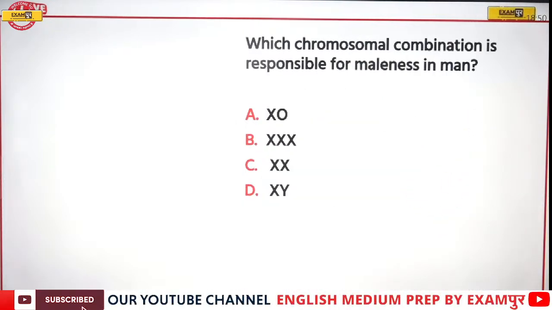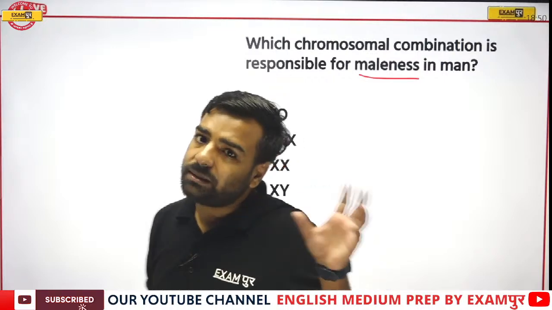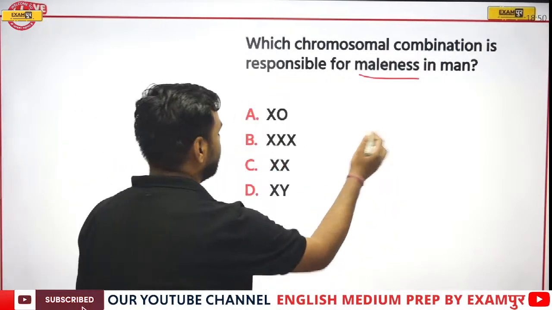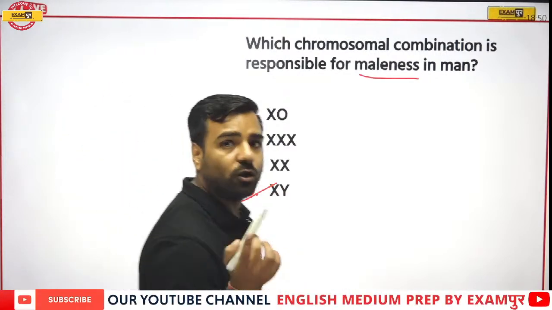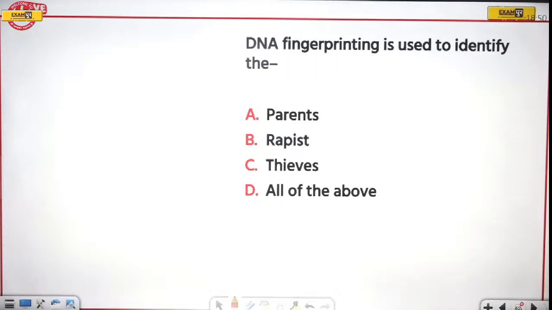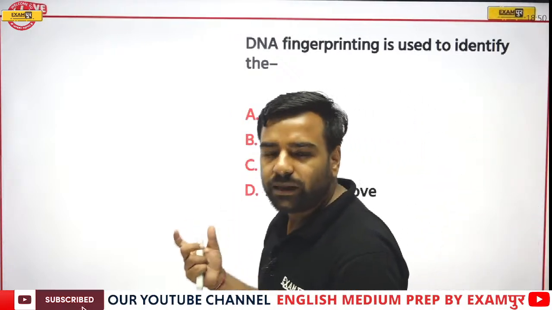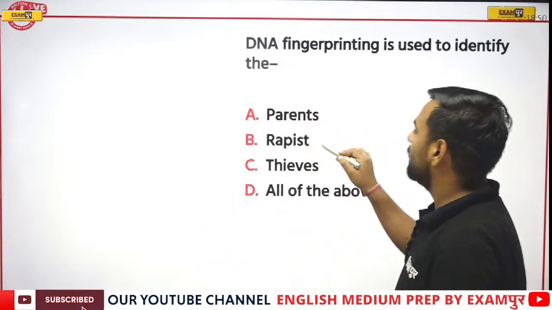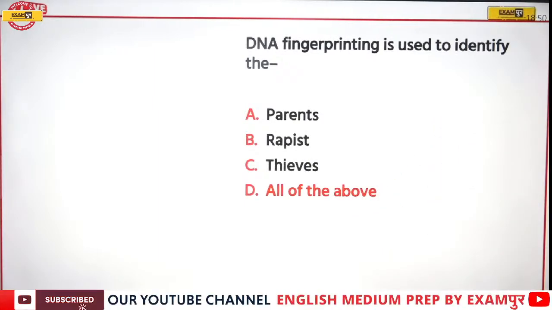Next, which chromosomal combination is responsible for maleness in the male? If I talk about the male, that means we are talking about XY, and yes, option number D would be correct. If I talk about XX, this means we are talking about the females. Next, DNA fingerprinting is used to identify what? So DNA fingerprinting can be used for identifying the parents, the thieves, the rapists. So yes, all of the above would be the correct answer. Hence, option D is correct.